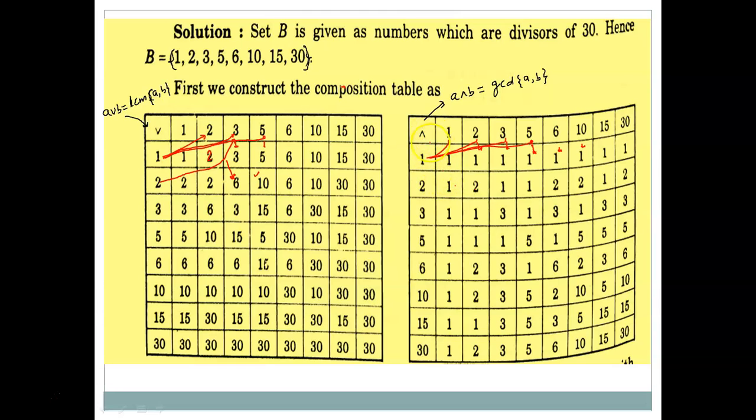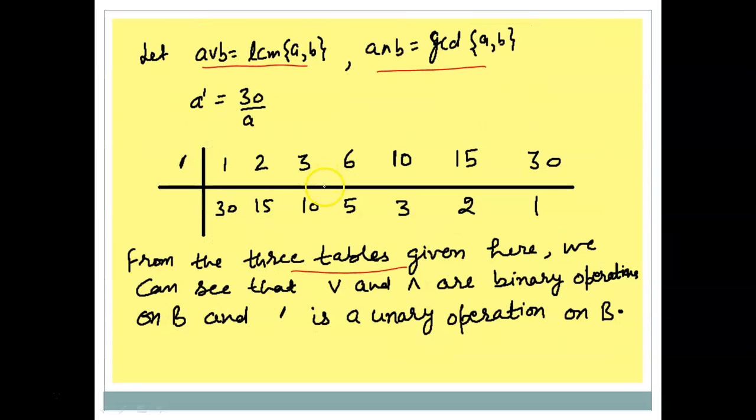Similarly, in the second table, meet is also a binary operation using the same argument. Now similarly, in the third table, you can see here you are taking the elements of B and here are the complements. These complements are again elements of set B. That is why this complement is a unary operation. Why is it unary? Because here it is applied to only a single element. That is why we are calling it a unary operation. So from these tables, we can see that join and meet are binary operations on B, and complement is a unary operation on B.